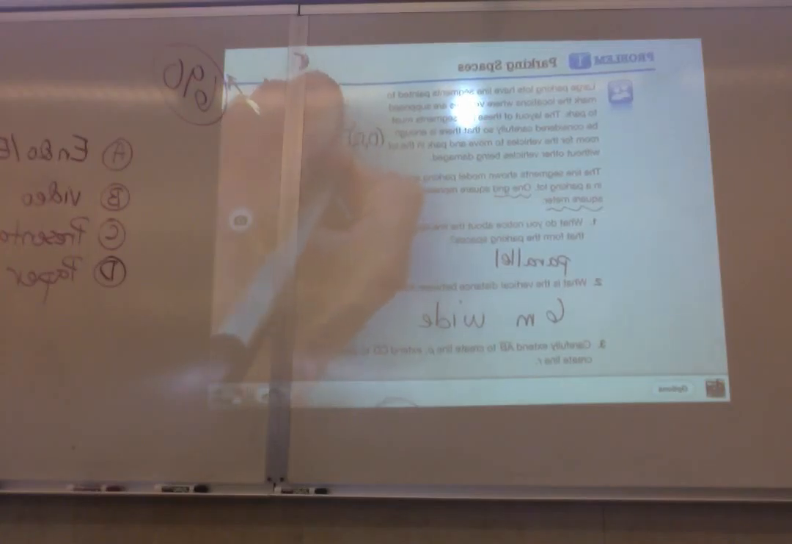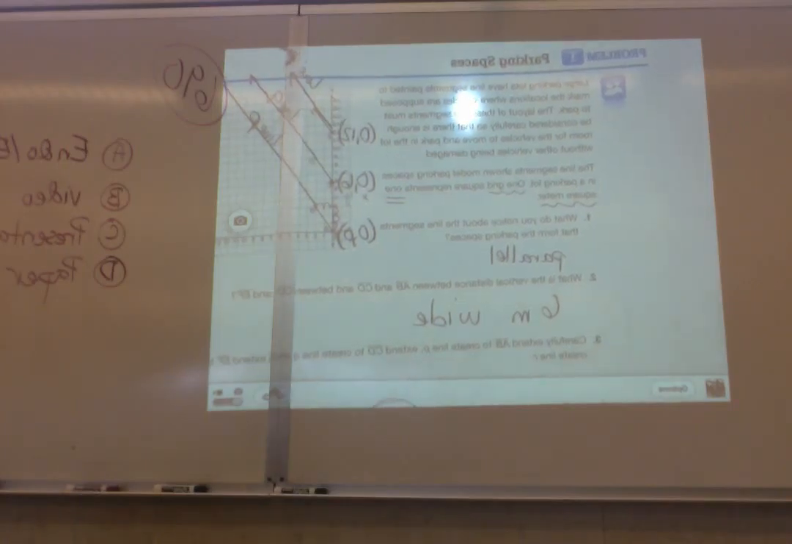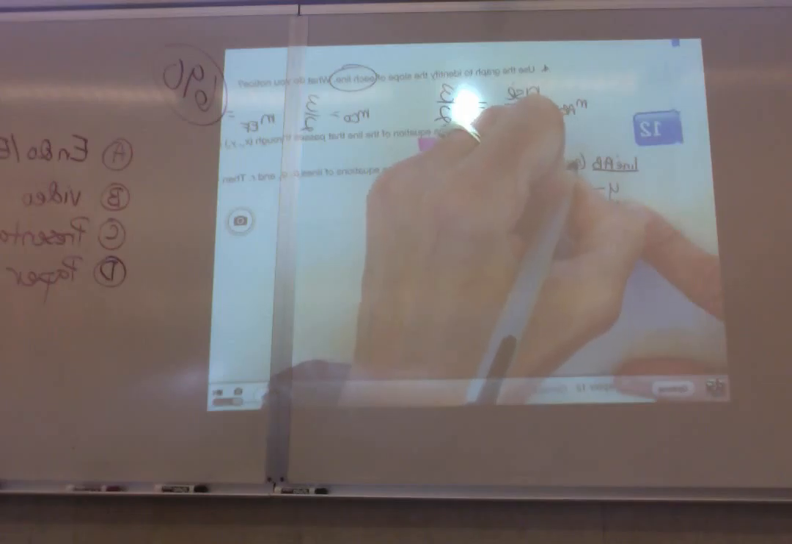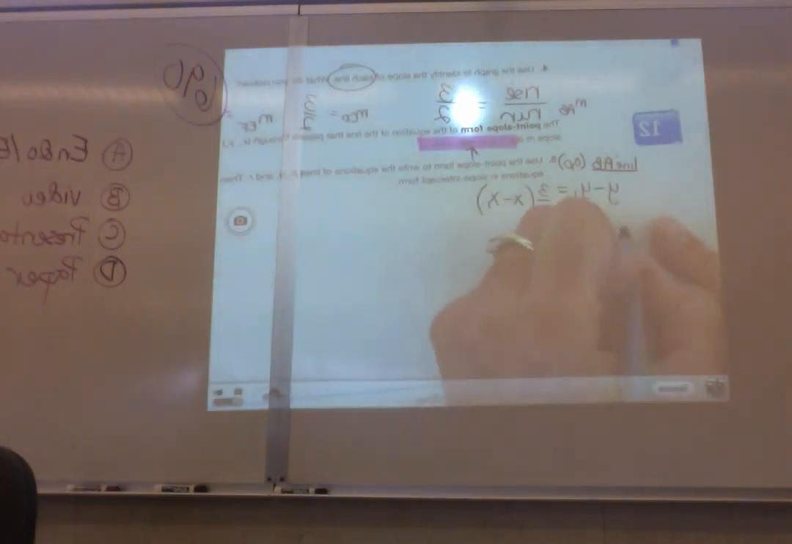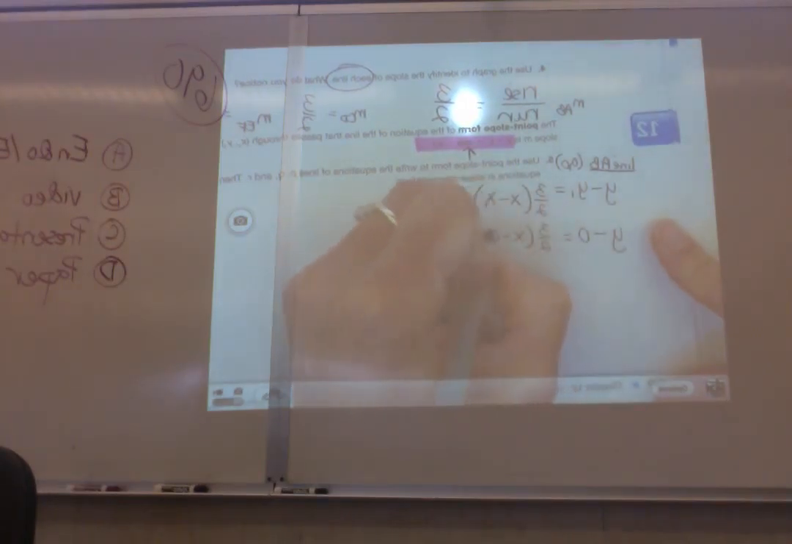0, 12. So for the point slope form, we need the slope, and we need the coordinates of at least 1 point. Welcome, Wyatt. All right, so here we go. Line AB, and I know I have the point 0, 0 to use. I'm going to put the x and y of that point in for y1 and x1. So right here, this is going to be y minus 0 equals x minus 0.